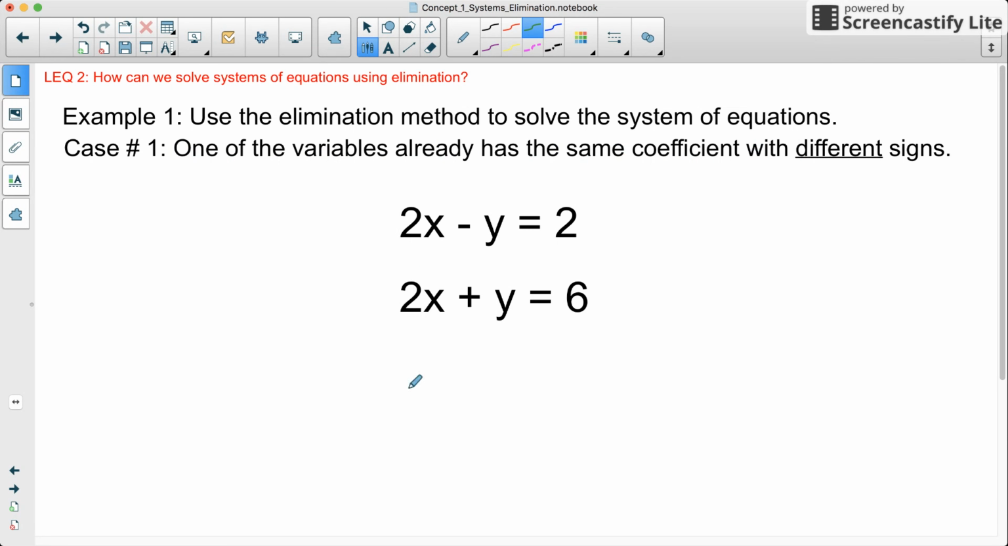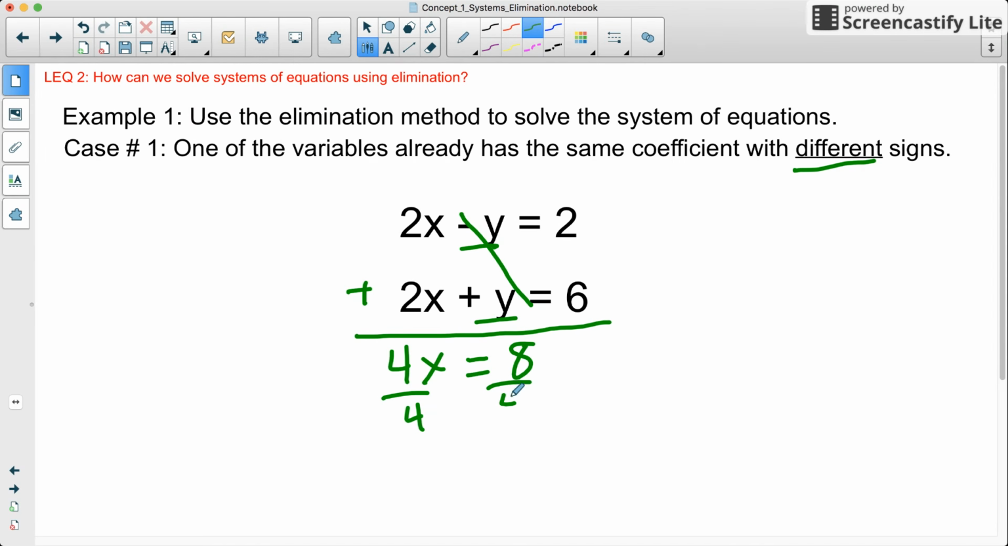So, first example, case number 1. One of the variables already has the same coefficient, but we have different signs. So you'll see here I have a negative y and I have a positive y. So all I have to do for this is add these together. 2x plus 2x is 4x. Negative y plus y gives me 0. And I have 2 plus 6, which is 8. Using algebra, I'm going to divide both of these sides by 4. X equals 2.